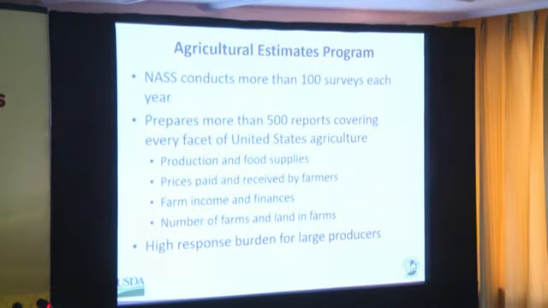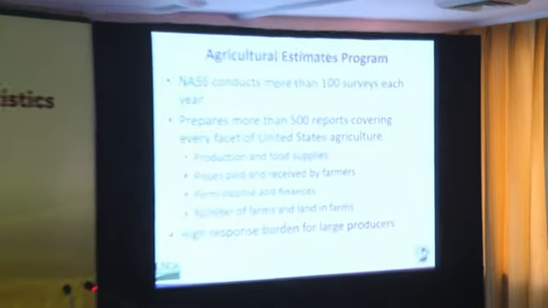The NASS mission is to provide timely, accurate, and useful statistics in service to U.S. agriculture. So in fulfilling that mission, we conduct more than 100 surveys each year and produce more than 500 reports. And these reports cover every facet of U.S. agriculture: production and food supplies, prices paid and received by farmers, farm income and finances, the number of farms and land in farms, and a host of other items. As a consequence, we have a high response burden, over 100 surveys, and in many of the cases for these surveys, we need to get responses from our large producers in order to have the desired precision of our estimates, because in the U.S., the production is concentrated in a small proportion of our producers.